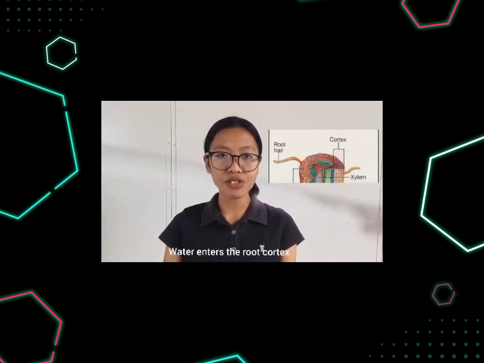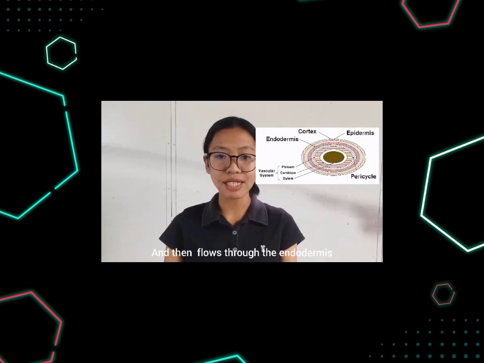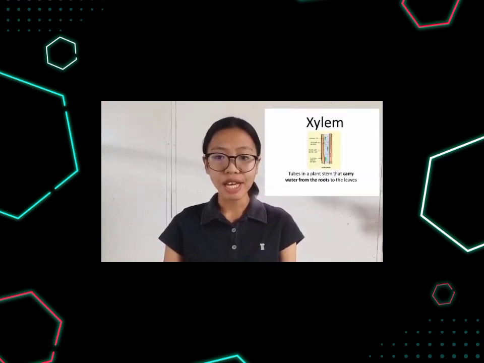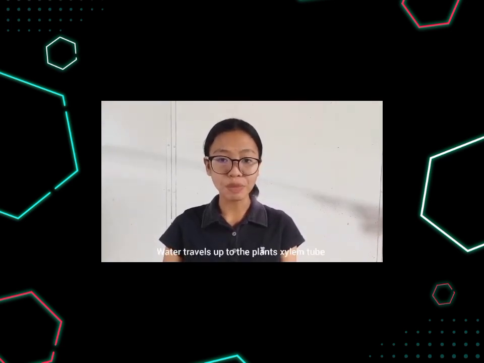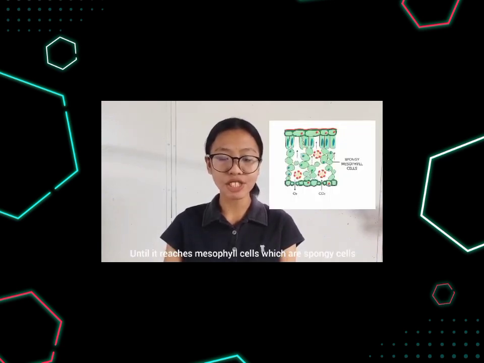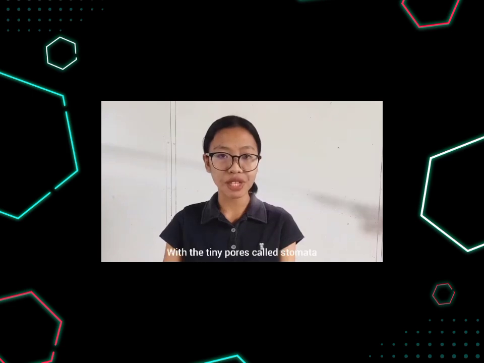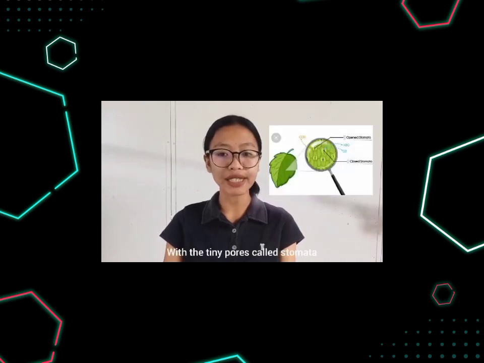Now, water enters the root cortex and then flows through the endodermis. It can then gain access to the xylem tubes, allowing plants to transport water. Xylem is the plant structure that allows water to travel from the root to the leaf. Water travels up the plant's xylem tubes until it reaches mesophyll cells, which are spongy cells with tiny pores called stomata that release the water.